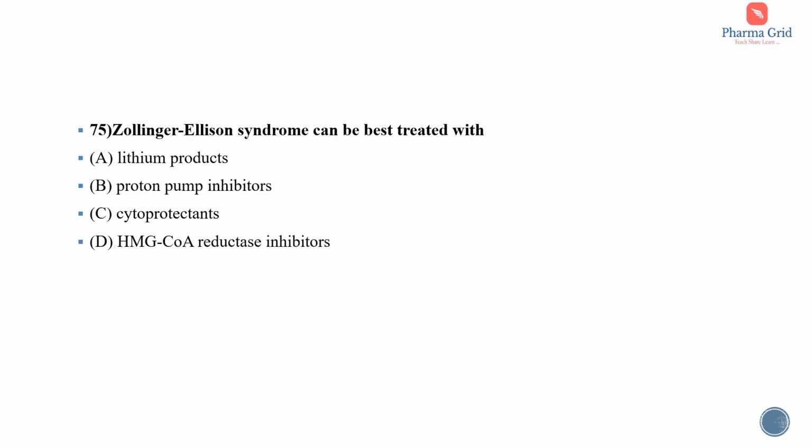Next question. Zollinger-Ellison syndrome can be best treated with... The options are lithium products, proton pump inhibitors, cytoprotectants, HMG coenzyme reductase inhibitors. So here the correct answer is option B, that is proton pump inhibitors.